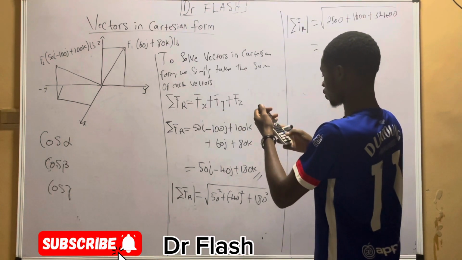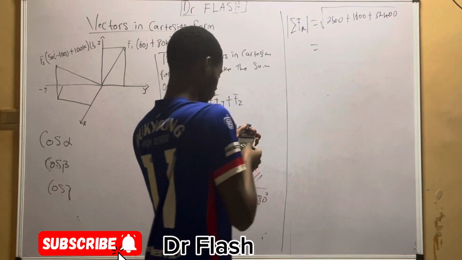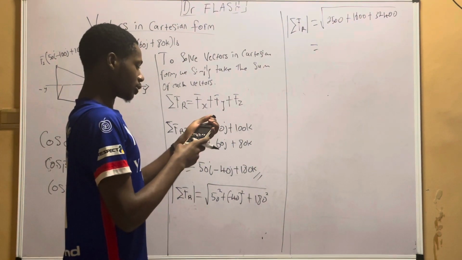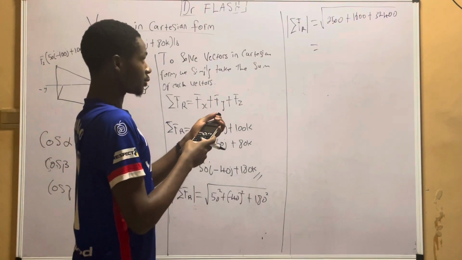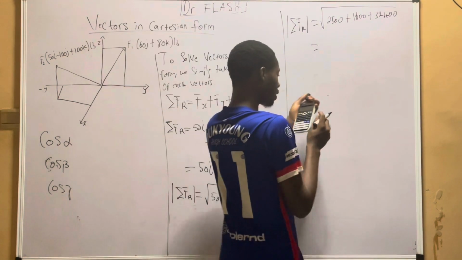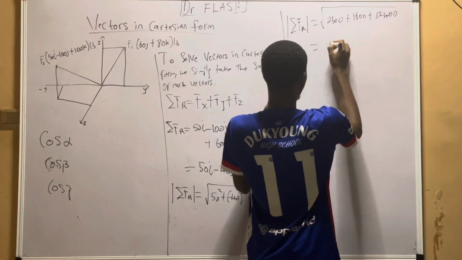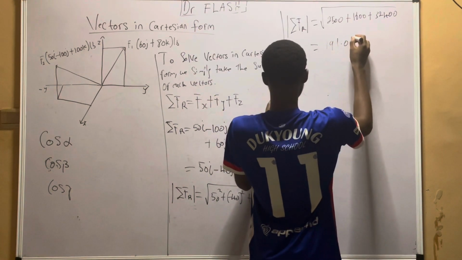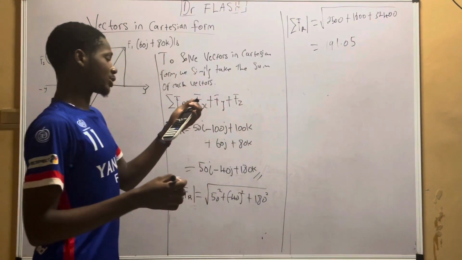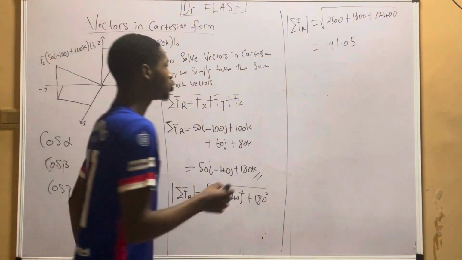The square root of 2500 plus 1600 plus 32400. Okay, we're going to get 10 root 365, which in decimal is equal to 191.0. I'm going to leave it in two decimal places, actually 191.047497.